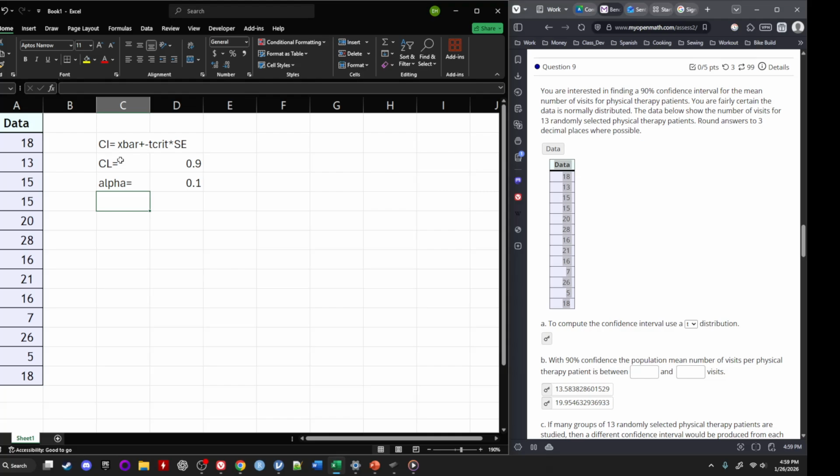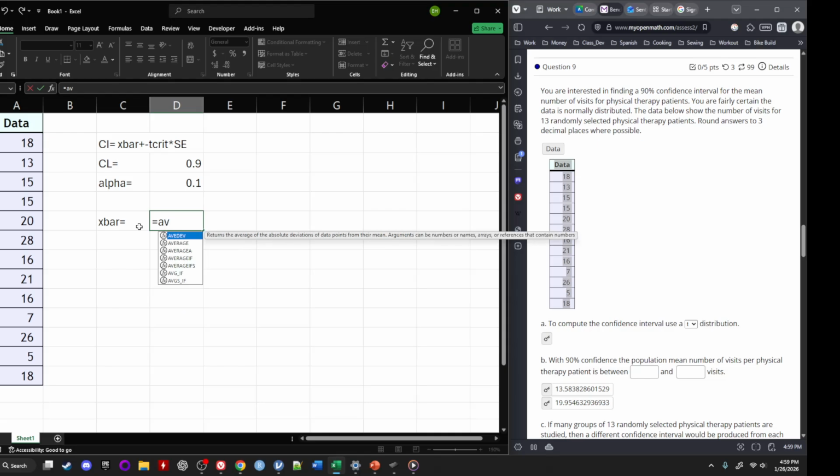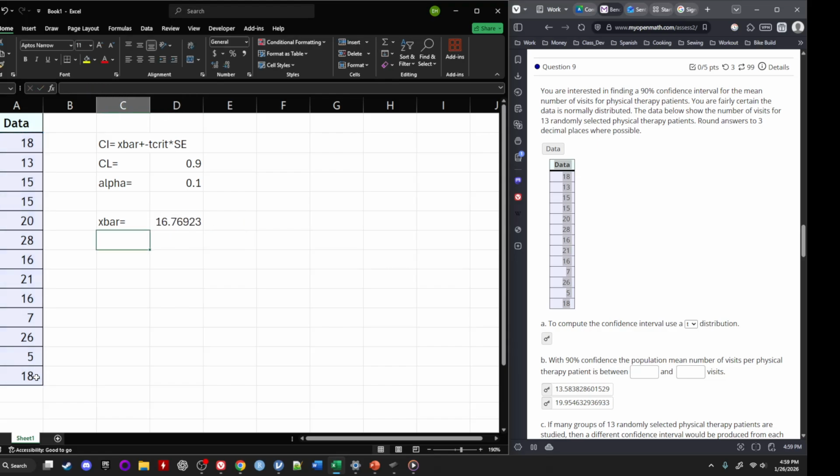Okay, so if we want to find the mean, we need to find x bar. Let's do x bar. That's our sample mean. We can just type in average, and we can highlight our data. All right, so that gives us our mean.